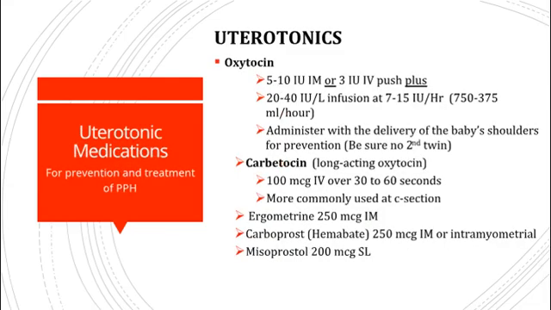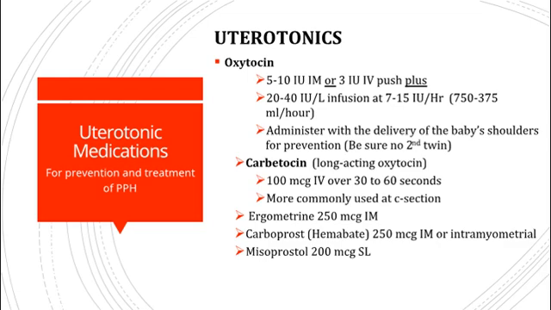WHO recommends the administration of uterotonics for the prevention of postpartum hemorrhage, PPH, during the third stage of labor for all births. This should occur with delivery of the baby's shoulders or within 1 minute after the birth of the baby. Oxytocin is the most commonly used agent and the uterotonic drug of choice to prevent PPH because of effectiveness, low cost, and low risk of side effects.